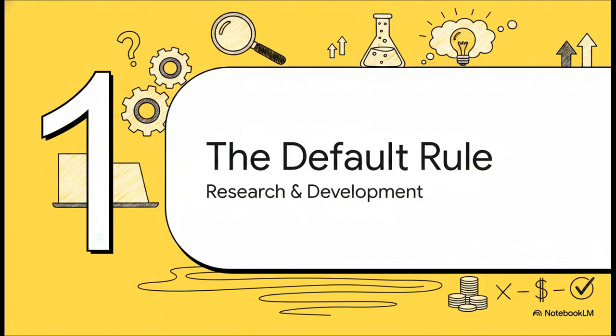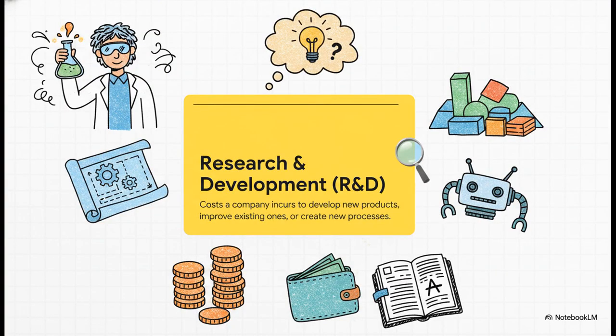And that default rule is all about how we treat research and development costs. First off, what even is R&D? Well, the definition is pretty much what you'd expect. It's the money you spend trying to discover something new, whether that's salaries for your scientists or materials for a prototype. But here's the thing. For the exam, you don't really get points for knowing the definition. What really matters is the accounting treatment.